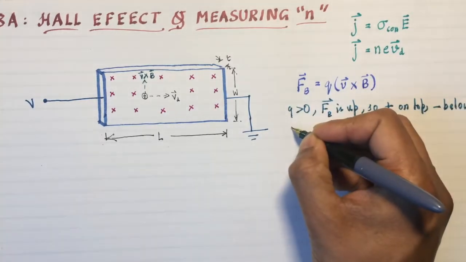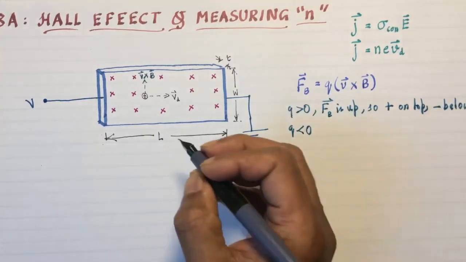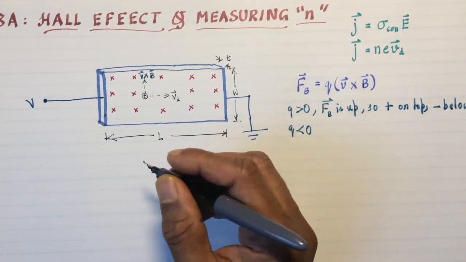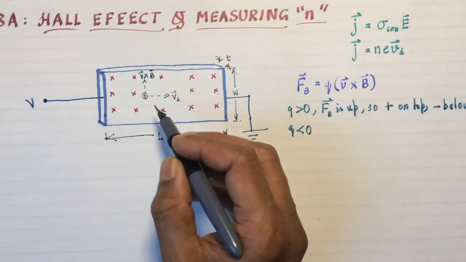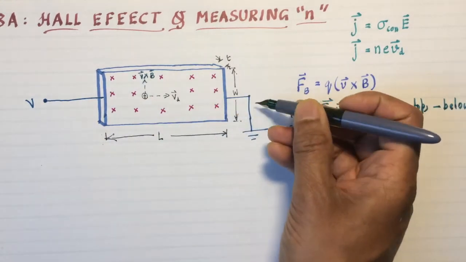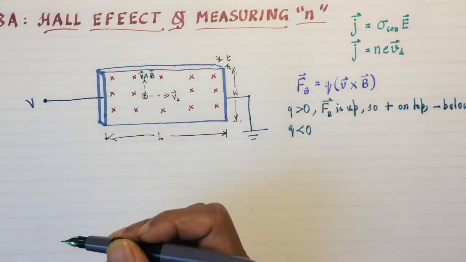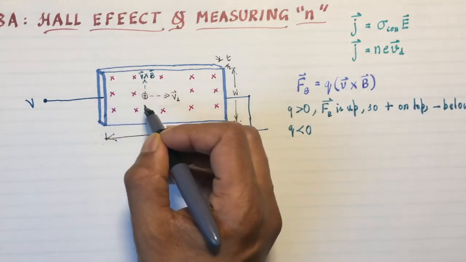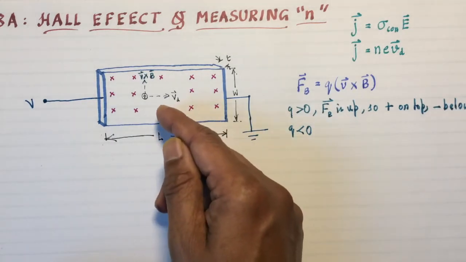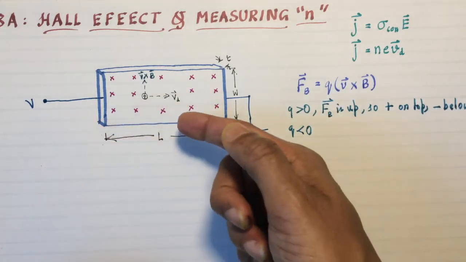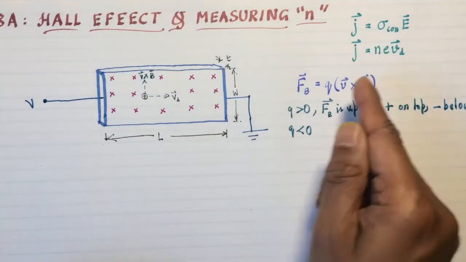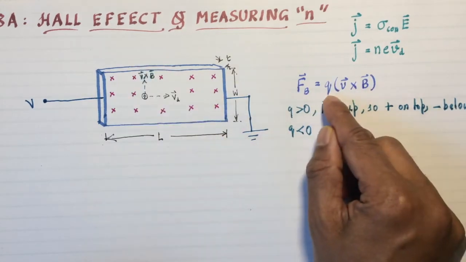What happens if Q is less than 0 though? If Q is less than 0, then a couple things are going to happen. If the charge carriers are electrons, first of all, the drift velocity will be in the opposite direction because electrons travel from the ground to the higher potential. So first of all, I have to reverse the direction of V. If I reverse the direction of V, then V cross B is going to be down. But Q times V cross B is still going to be up because Q is less than 0.